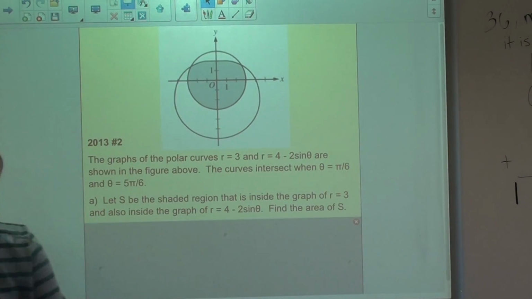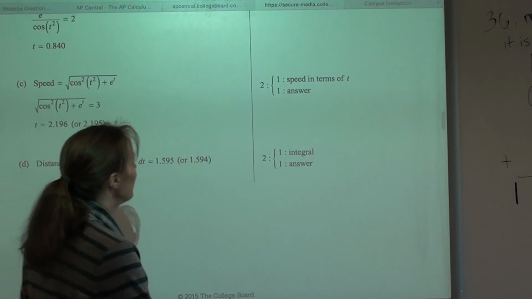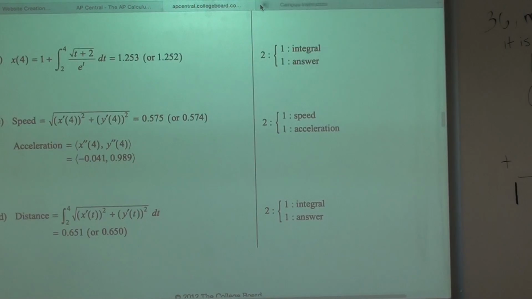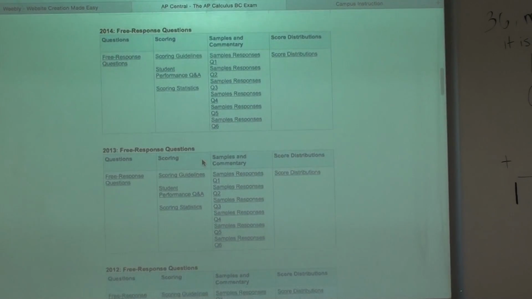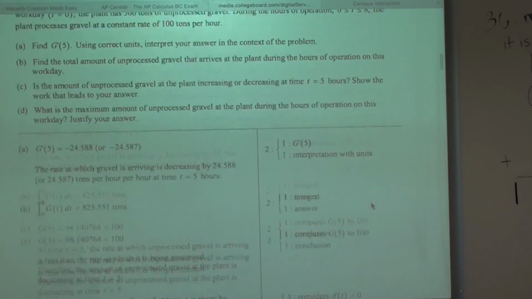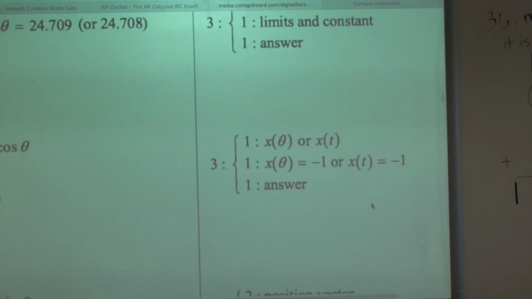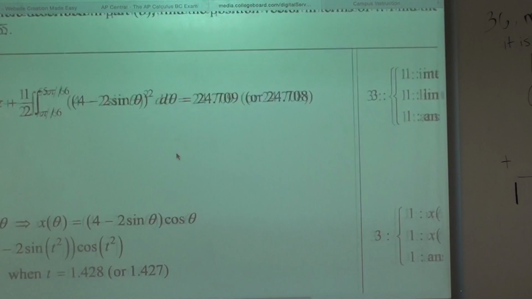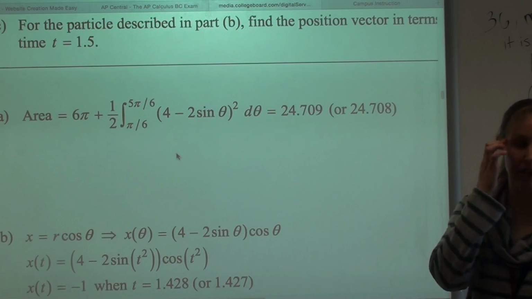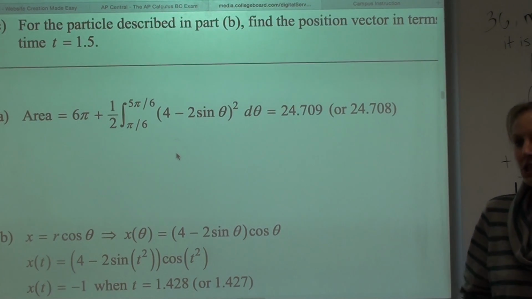So, lots of good discussion on this one. Let me get the answers up. Now, they did geometry for the whole circle part. I didn't. I did it with integrals. So it's up to you.